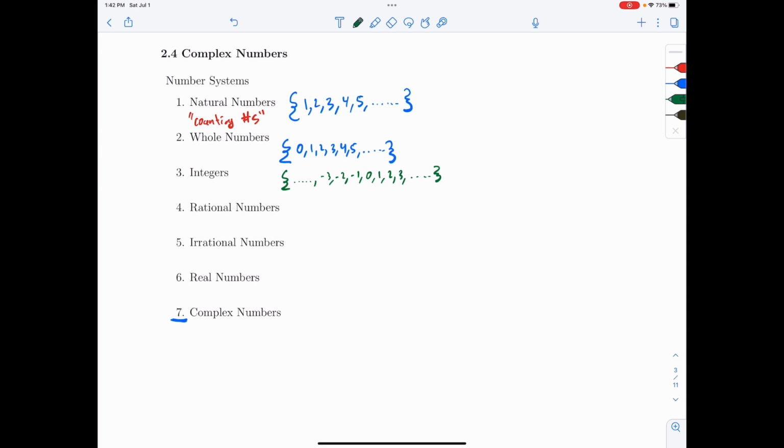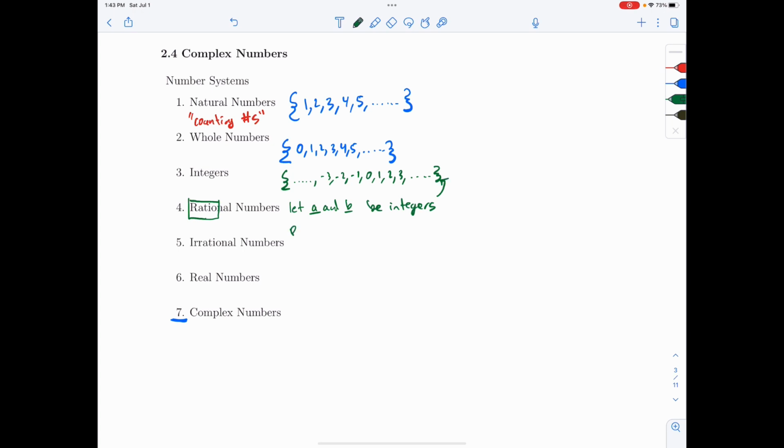Next up, we have the rational numbers, and we can remember what the rational numbers are by focusing on the root word of rational, which is ratio. Remember, a ratio is anything that is a fraction. So technically speaking, a rational number is any number we can write. Let A and B be integers, just something in that set.